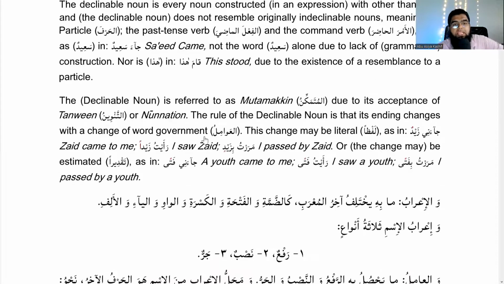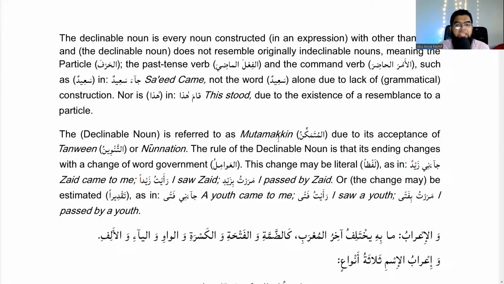It is also called متمكن. The declinable noun is also referred to as متمكن due to its acceptance of تنوين. So there is acceptance of تنوين. It is called متمكن or tanween, سعيد. So it is متمكن. There is also غير متمكن, that is غير منصرف.